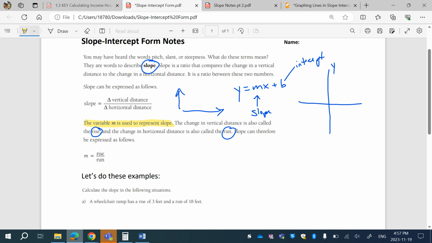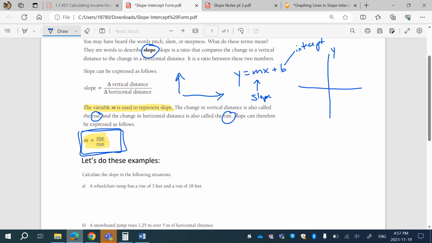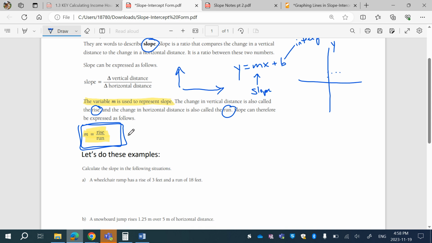We say this a lot, so I would remember this, and it'll come up a bunch. If you forget, no worries, because we'll use it all the time. But rise over run, and I do find that's helpful. If we are graphing, you could think about the rise as always counting upwards, and the run, you're counting to the right if it's positive. So let's do these examples.